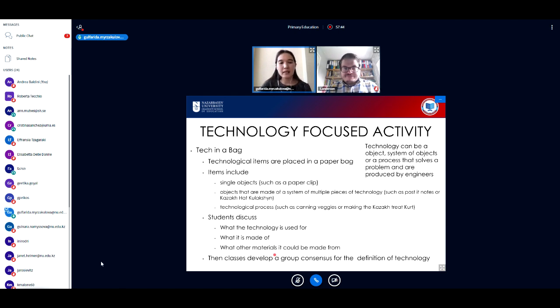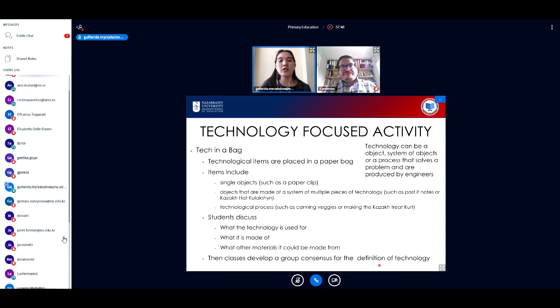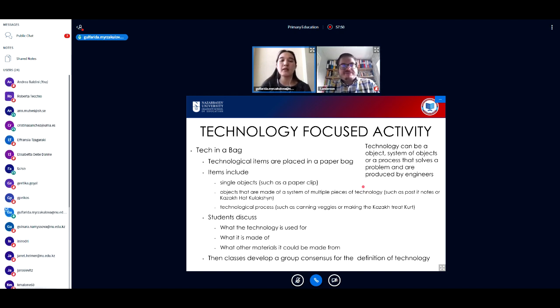Then the whole class develops a group consensus for the definition of technology. For example, they might develop this kind of definition: technology can be an object, a system of objects, or a process that solves a problem and is produced by engineers.